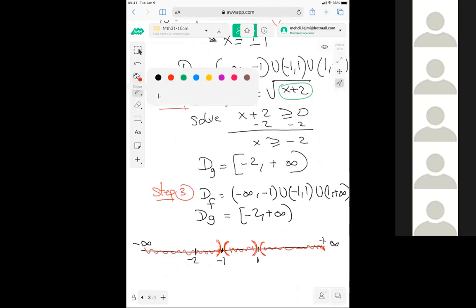Now let's draw the domain of g. It's any number larger or equal to negative two. So here I'm going to need to include negative two, and it goes from negative two to positive infinity.